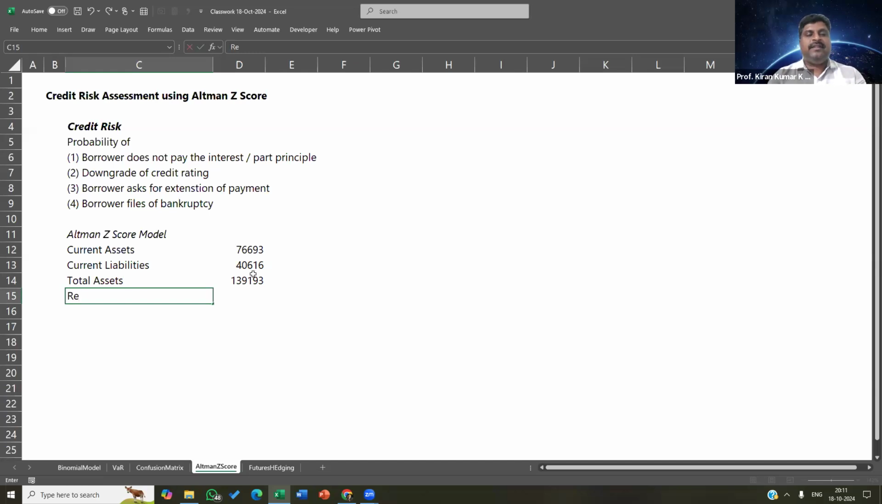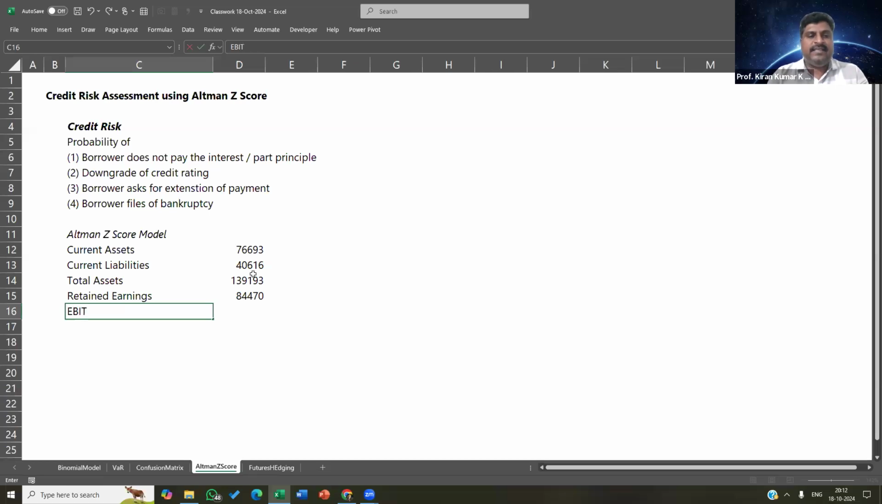One more piece of information that I need is retained earnings. For the company I'm analyzing here, I am not mentioning the company name, but these are all real numbers of a company. The retained earnings is 84,470.